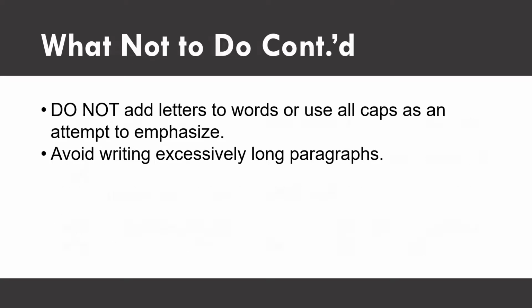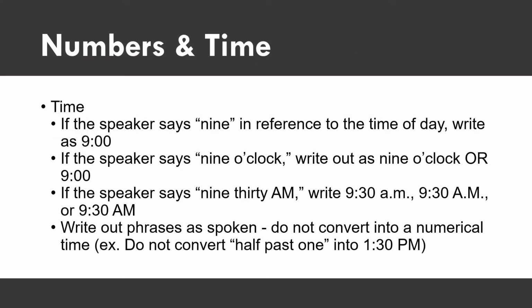Now, when it comes to numbers, there are two types of formatting to consider, starting with time. So, if a speaker says "nine," write out the word nine. However, if they say "9 a.m.," write 9 a.m. Now, if they say "nine o'clock" or another phrase like "one-thirty," then you're going to write that as spoken rather than trying to convert it into a numerical format.